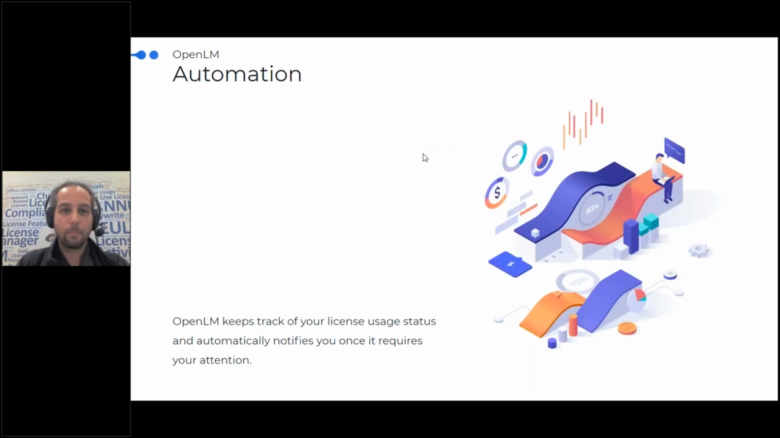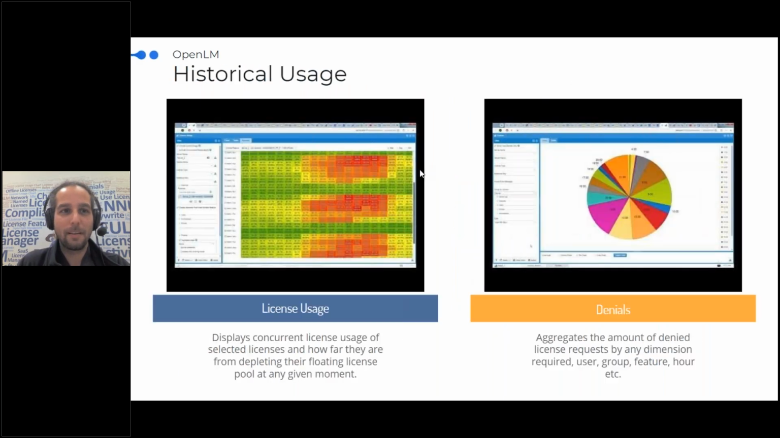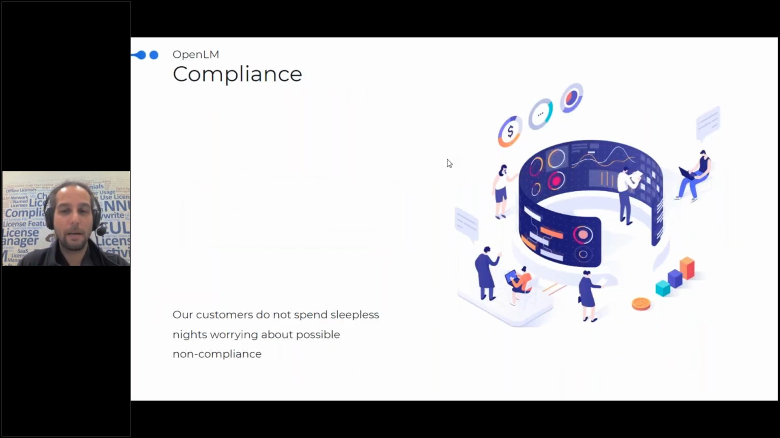So going back, what does OpenLM do? Basically, reduce your spending and increase license availability, meaning that you can have less licenses, but utilize them better. Means that you'll spend less and have more people working. It's one thing that OpenLM does really well, and I'm going to show you that in a moment.